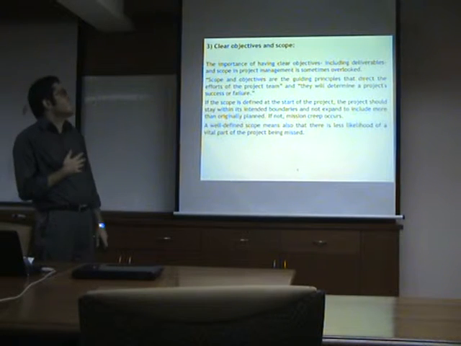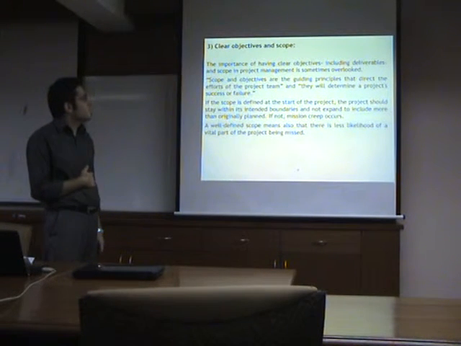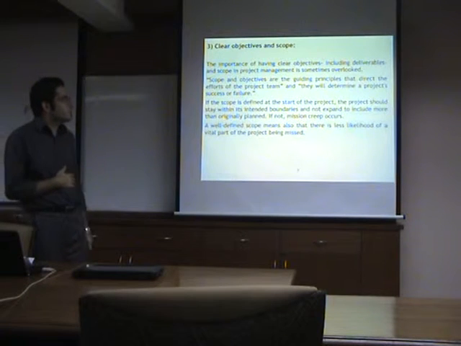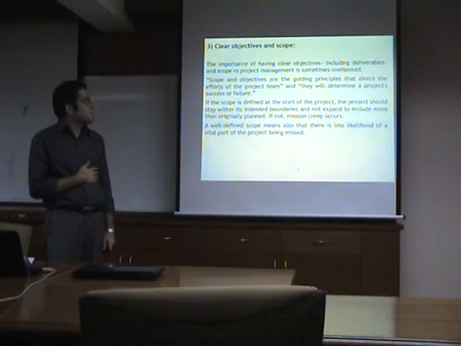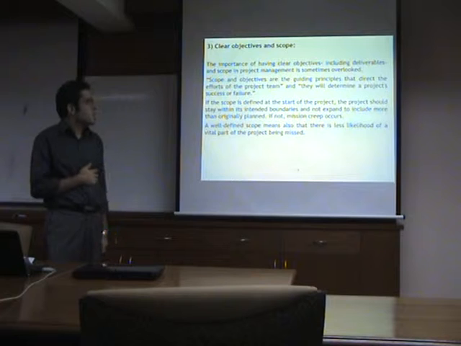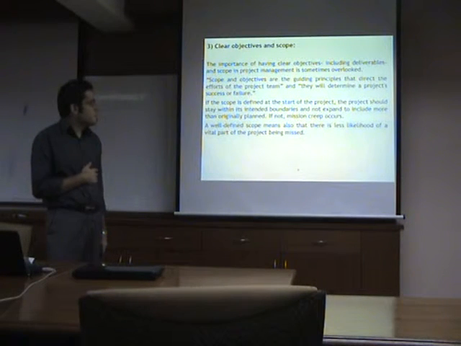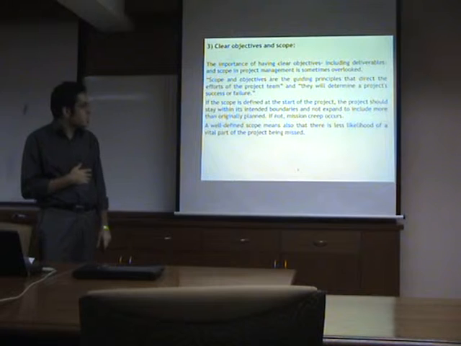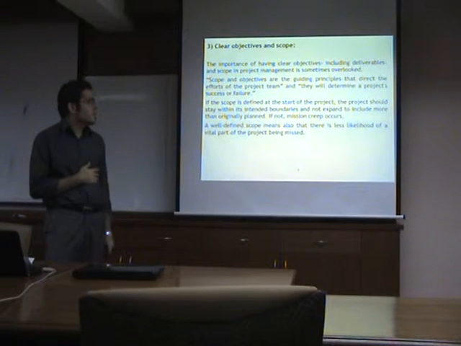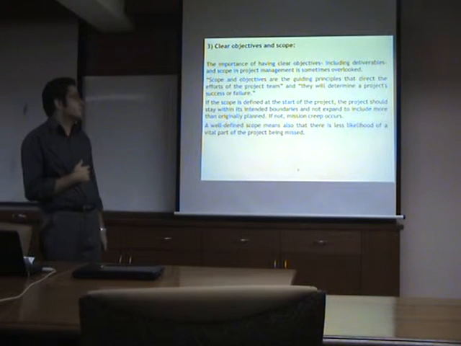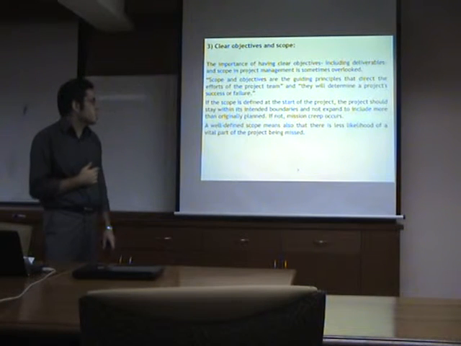The third one is clear objectives and scope. The importance of having clear objectives, including deliverables and scope, is sometimes overlooked in project management. Scope and objectives are the guiding principles that direct the efforts of the project team, and they will determine the project's success or failure. If the scope is defined at the start of the project, it should stay within its boundary and not expand to include more than originally planned. If not, it becomes mission critical. A well-defined scope also means there is less likelihood of a vital part of the project being missed.